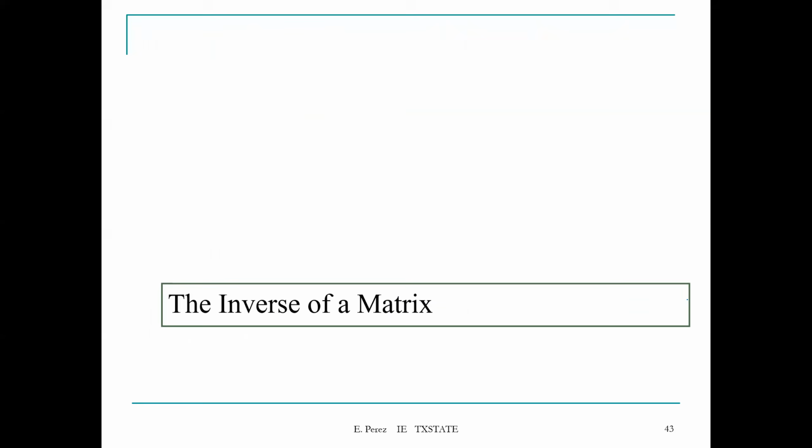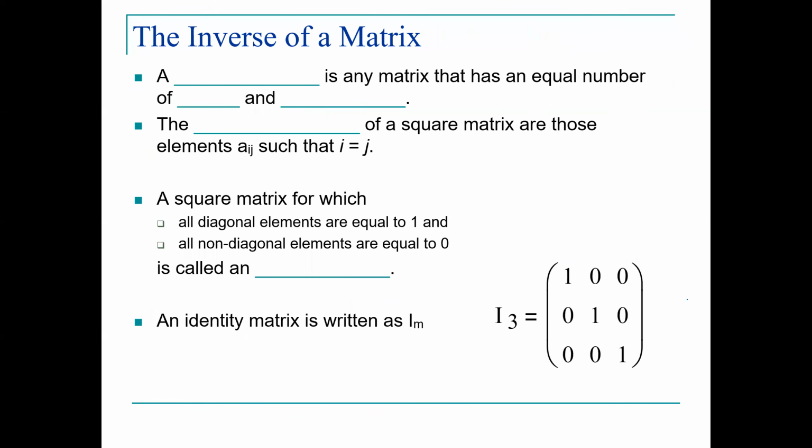The next concept is the inverse of a matrix. A square matrix is any matrix that has an equal number of rows and columns. The diagonal elements of a square matrix are those elements aij, such that i equals j. So the location of i equals the location of j. So it's that diagonal of the matrix.